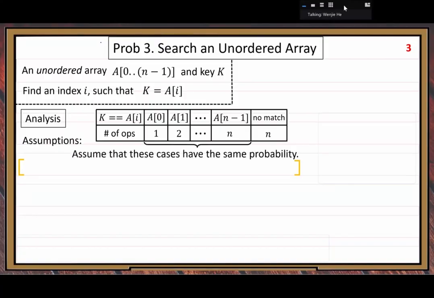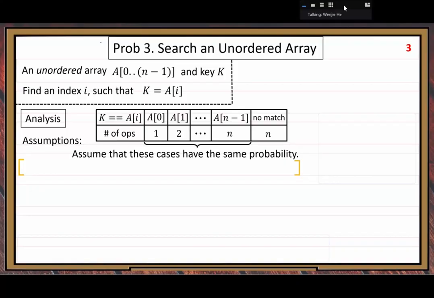Assume that all these base cases have the same probability. The first n cases, we do not look at the no match case. Curly braces, here at the bottom, and we assume each of these n cases occurs with the same probability. Is it reasonable? Yes, that's reasonable. That's our first assumption. Very reasonable.